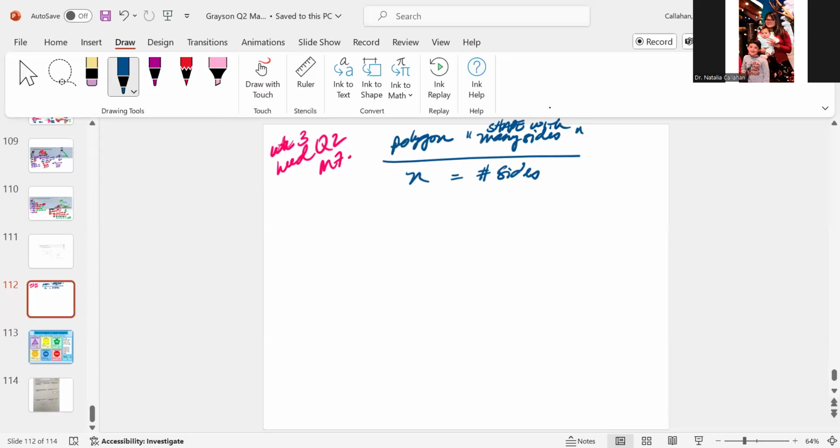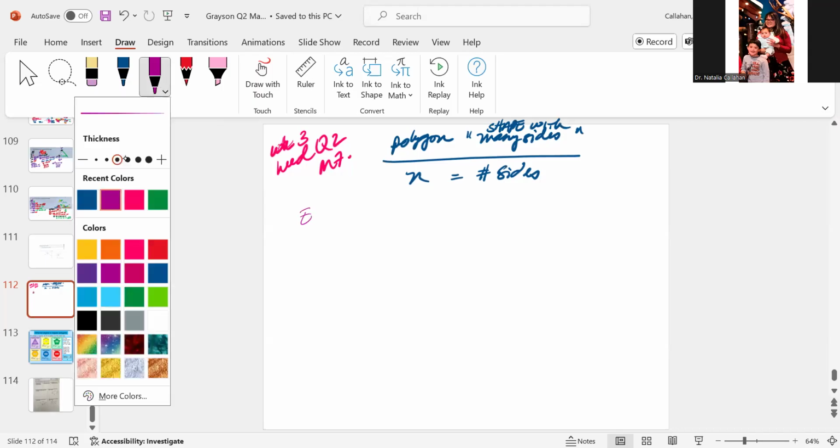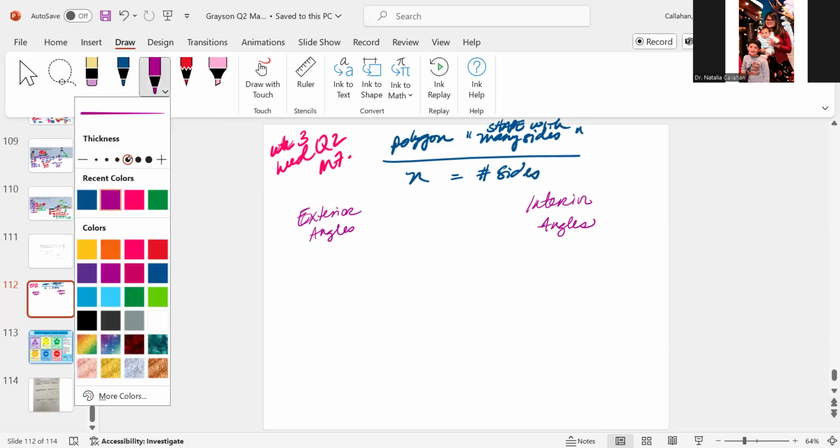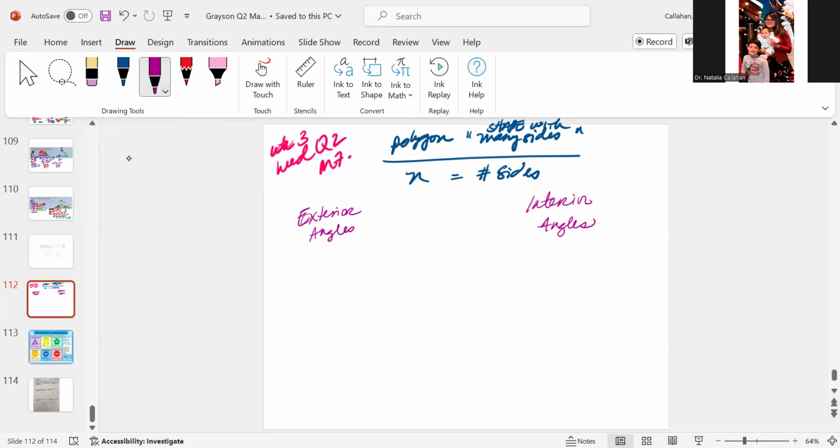Okay. So then when you're talking about polygons, there's going to be different types of angles with polygons, okay? There's going to be exterior angles. I'll copy that right now. And interior angles. Write it down exactly how I have it. So exterior angles and interior angles.